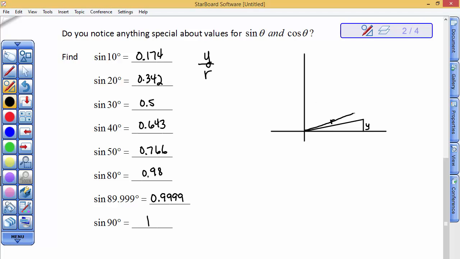is a little bit bigger than it was here, and I'm comparing it to my r value. If I was doing this with a unit circle, I would be trying to make these hypotenuses equal to 1. A 30 degree angle, then this y value right here is half of this hypotenuse. Let's go to 80 degree angle. This 80 degree angle, the y value right here is very close to this r value, so 0.98.